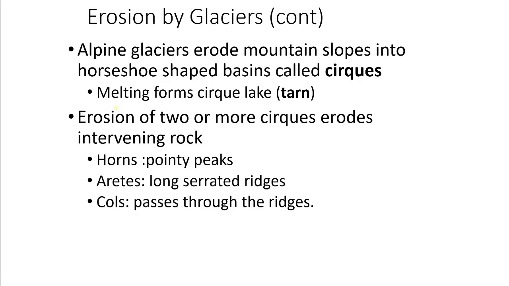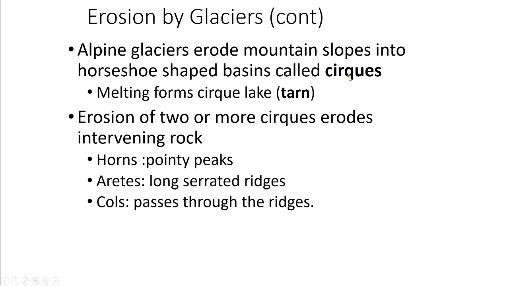So, erosion by glaciers. Alpine glaciers erode mountain slopes into horseshoe-shaped basins called cirques. Melting forms cirque lakes, called a tarn. You can see these up in the snowy mountains. If we were going on the field trip, we would have gone up there to look at cirques and tarns, but I'll show you cirques because it's the key to the whole glacial story.